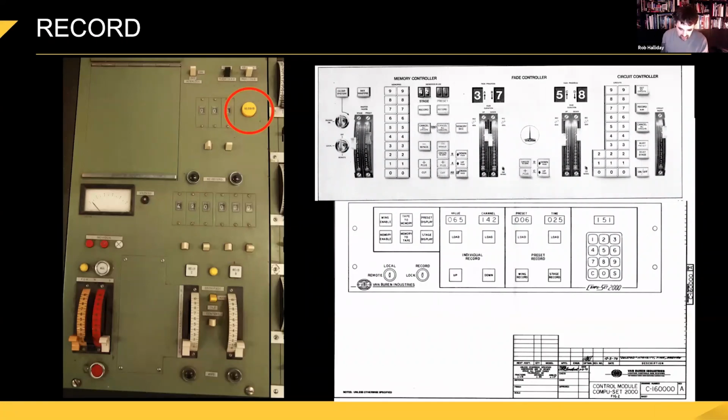So somewhere along the way, this word record appeared. Nobody can quite remember why, but interestingly, Qfile also used the word record. CompuSet, which is one of the first memory consoles, made by Dave Cunningham again, also used the word record, except he separated wing record, which was storing from the faders, versus stage record, which was storing the whole state from the stage. Which is a bit like, I guess, what we'd call selective store now.